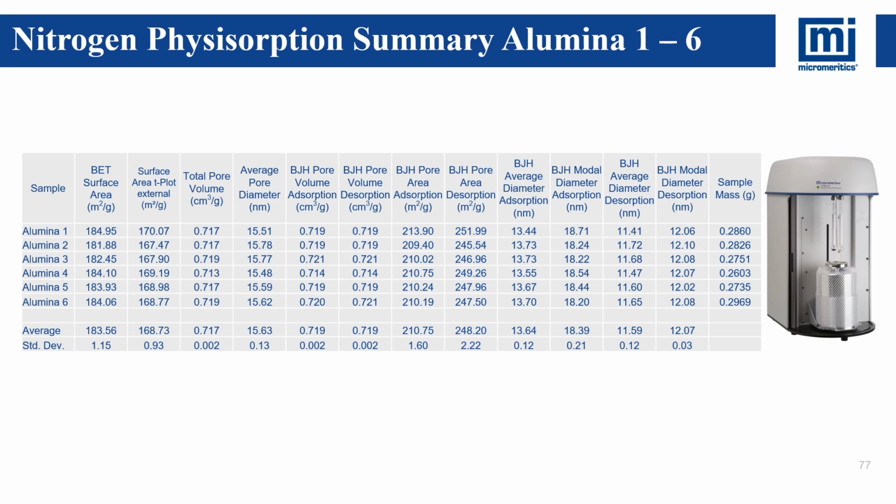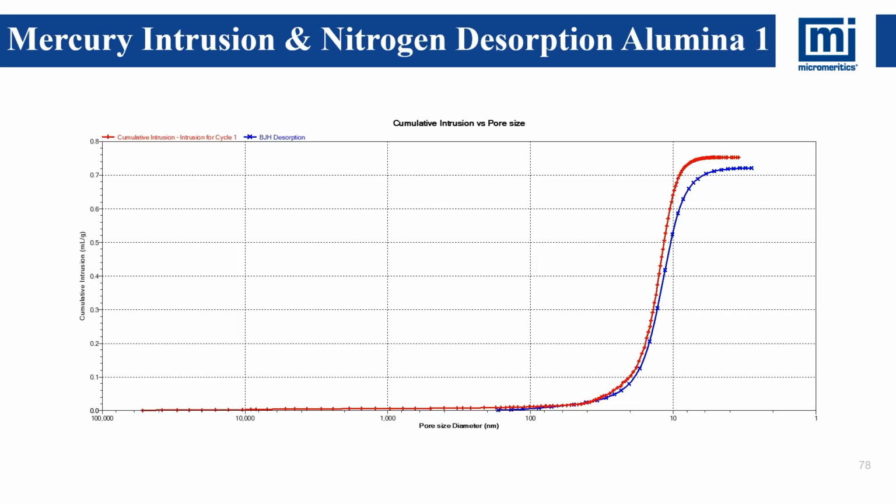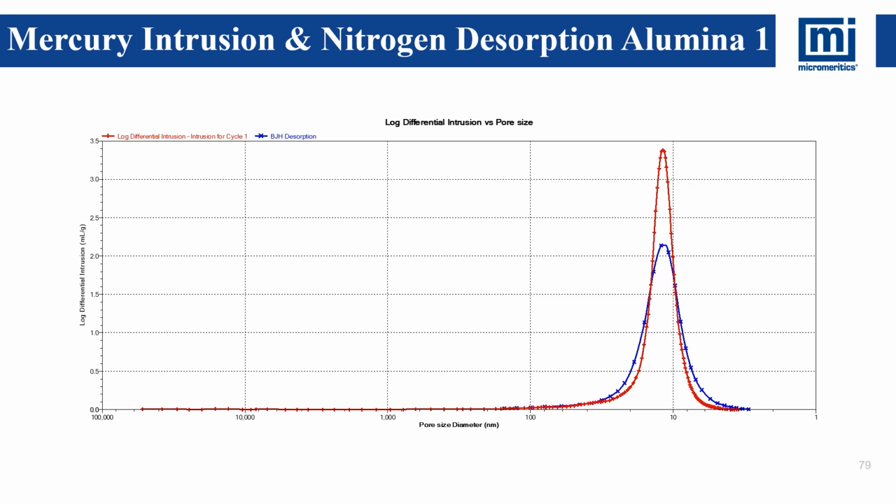I mentioned earlier we might be able to compare intrusion data to desorption data. And we see here the results for alumina 1. In red we see the mercury intrusion analyses, and in blue we see the gas adsorption analysis. Looking at the respective log differentials, we see that the modal diameters do line up nicely. Now, there's a little bit of difference in the scaling here because we have more data points in the mercury intrusion analysis than in the gas adsorption analysis. That's why the shapes of the peaks are a little bit different, but notice how well the modal diameters do line up.